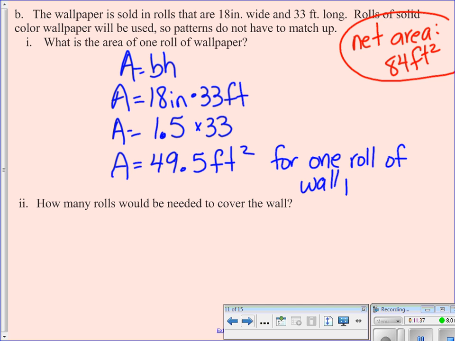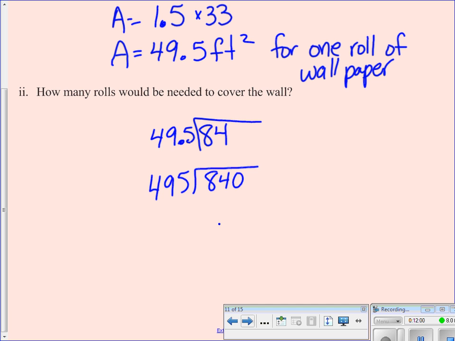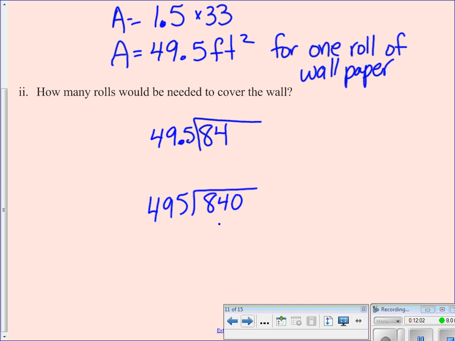Is that enough? I need 84. That's not enough. So let's see how many I need. 84 divided by 49.5. I can't have the decimal in my divisor. So 495 into 840. Well, that goes in once.